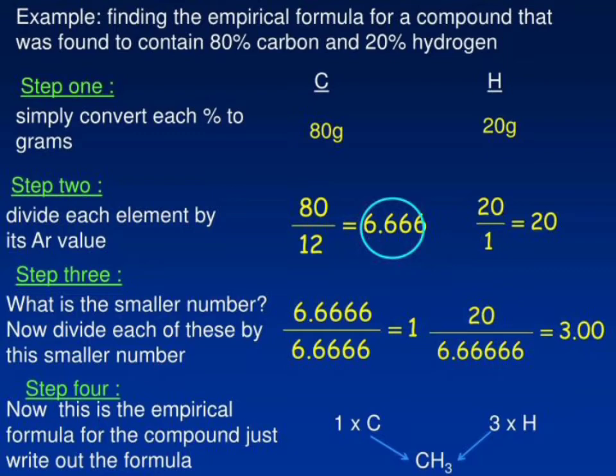The third step is to find the smallest number among these two numbers, and it is 6.666, and we should divide each of these numbers by 6.666 and we will get the answer as 1 for carbon and 3 for hydrogen. Using these numbers as subscripts, in step 4 we should write the empirical formula and we will get the empirical formula as CH3.